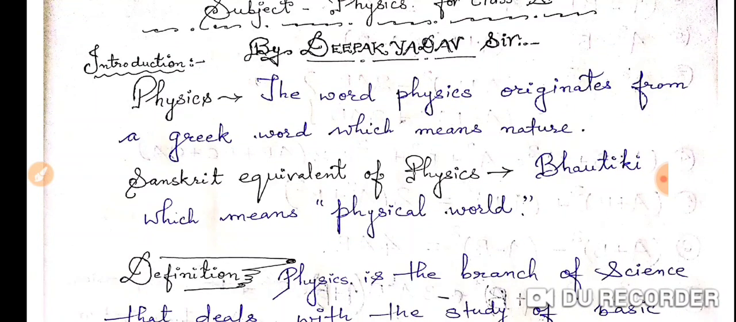Physics is a wonderful world and a wonderful subject. The word physics originates from a Greek word which means nature. Nature means prakriti. Everything that we see around us is a part of that nature. Sanskrit equivalent of physics is bhautiki, which means physical world. That also signifies nature.